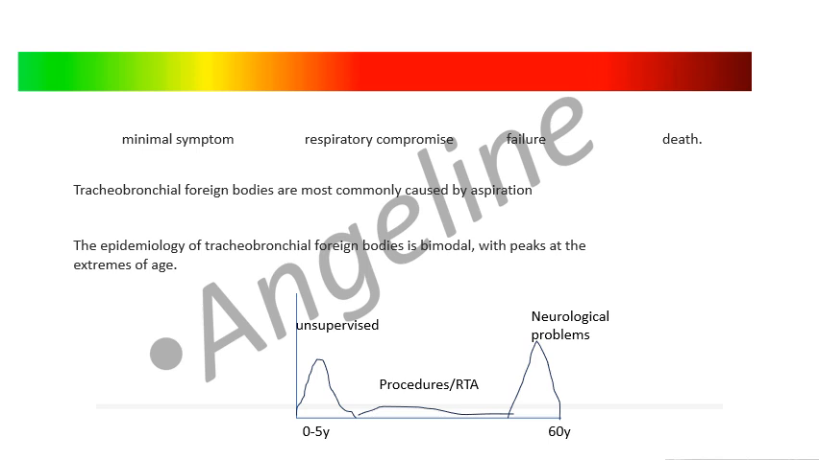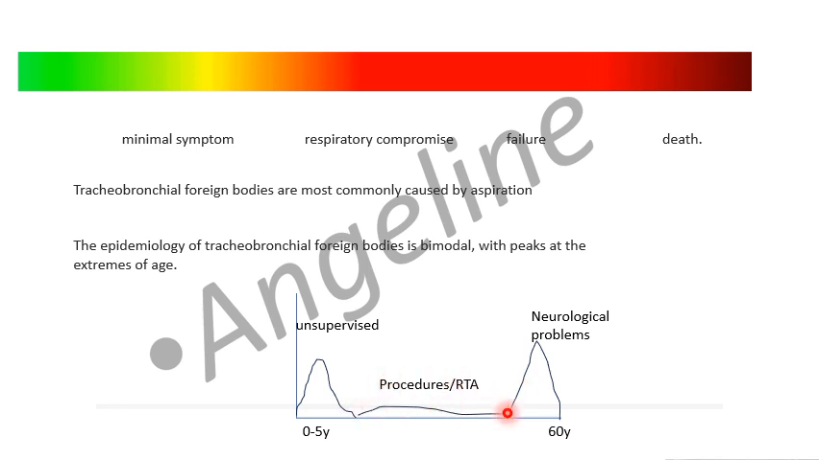Now, let me tell you something. As I told you, everything in medicine will be a spectrum. So somebody has ingested or aspirated a foreign body, they can have minimal symptoms depending on the size of the foreign body. Or they can present with respiratory compromise or frank respiratory failure. They can come even in a cardiac arrest. So tracheobronchial foreign bodies are most commonly caused by aspiration. We know it. So the epidemiology of tracheobronchial foreign bodies is bimodal. So suspect in the younger and in the very old.